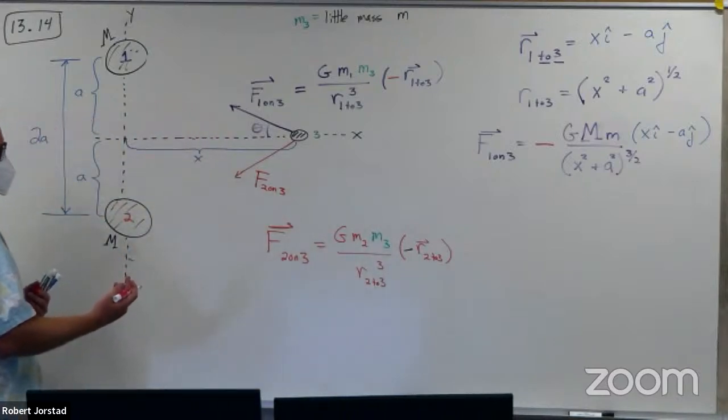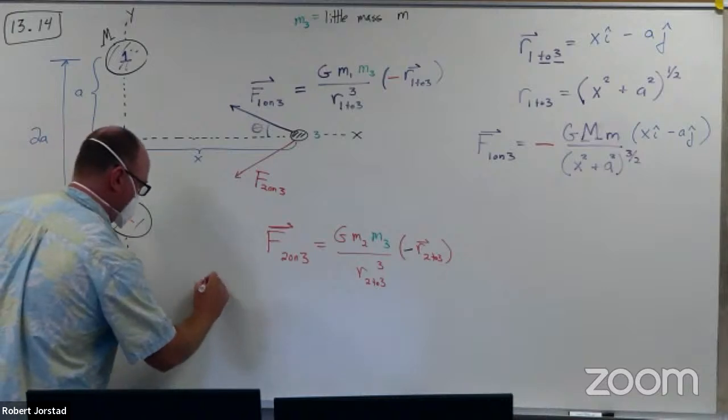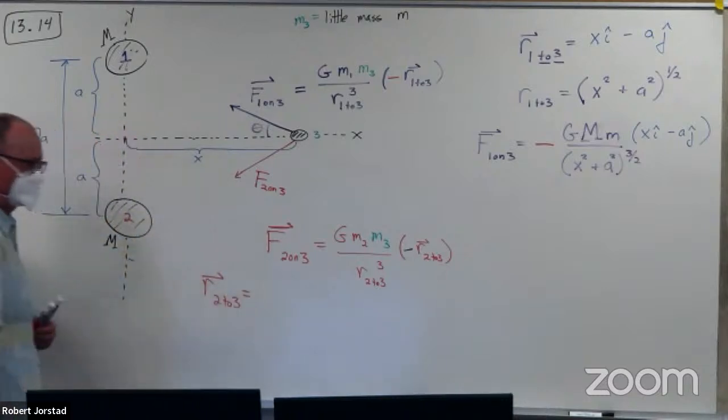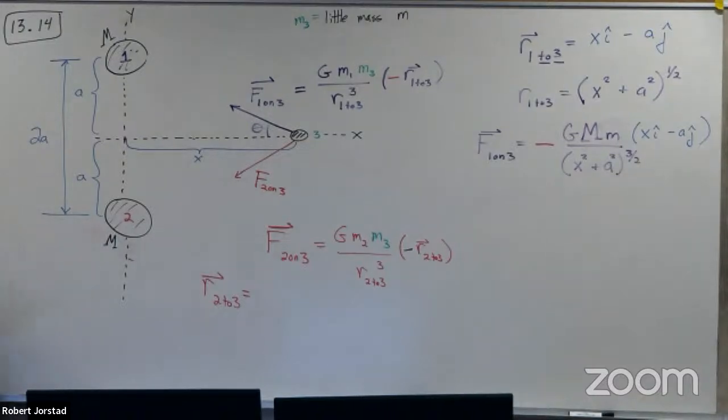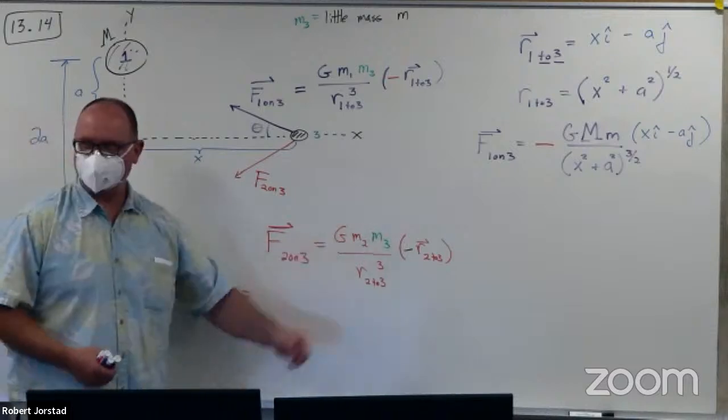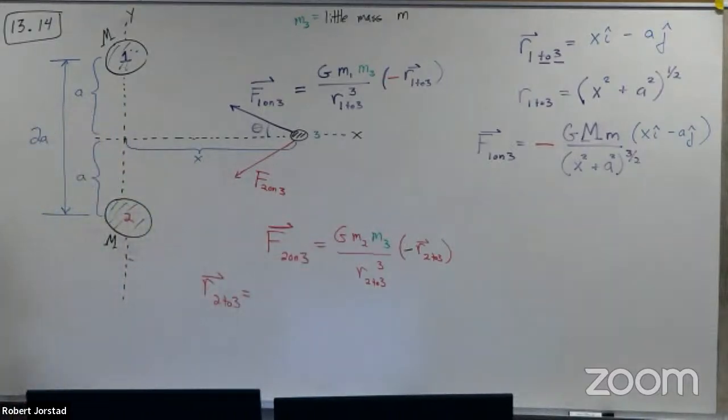Notice the procedure. If I want to use this, I immediately need to figure out the R2 to 3 vector. And if you get in this habit of writing this, then figuring out the vector, then plugging it in, it works every time. So somebody new, somebody tell me R2 to 3, the vector in Cartesian form. Wouldn't it just be the reverse of R1 to 3, so negative x and positive x?